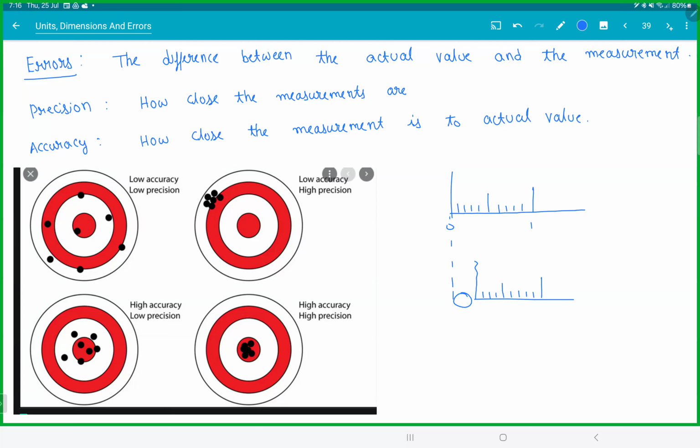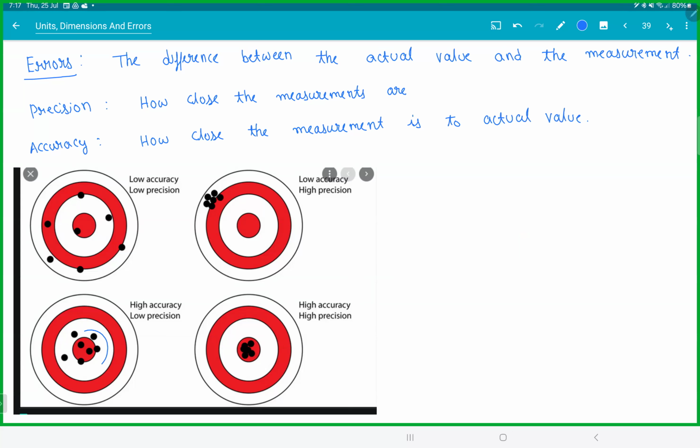You're getting values pretty close to each other, but all the values got messed up. So something like this is happening here. There was an error in an instrument or something. There's a problem with the instrument, which is giving good values, but all got error by the same amount. This thing is high precision, but not accurate, because all are off from the center. And this is high accuracy and high precision.